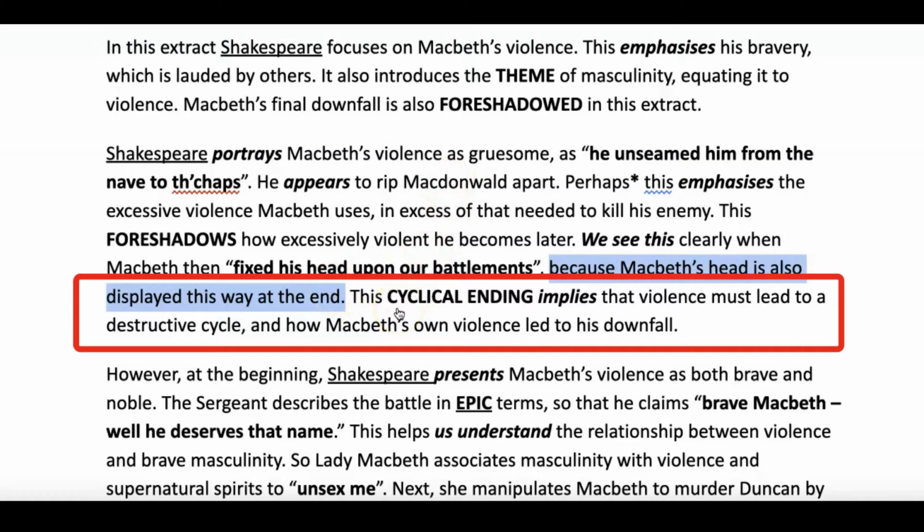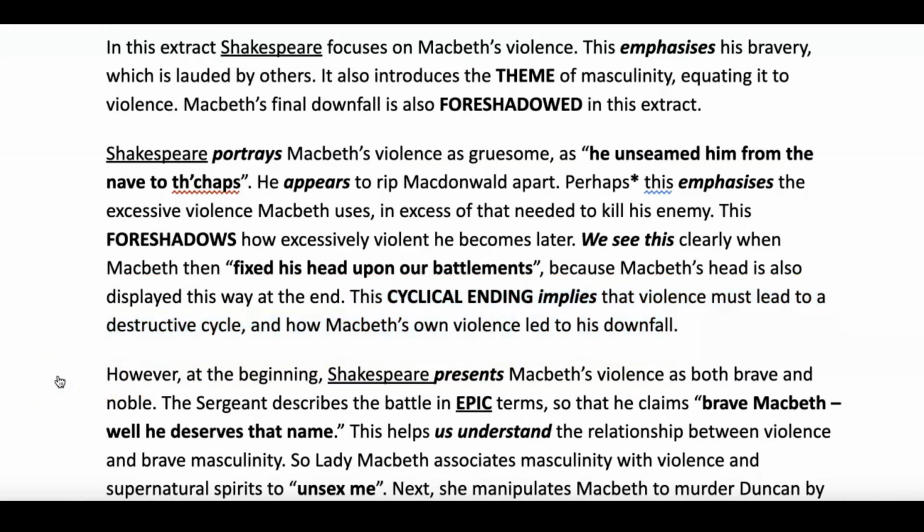This cyclical ending implies that violence must lead to a destructive cycle, and how Macbeth's own violence led to his downfall. So that is one of Shakespeare's big ideas that he wants to use to explain to the audience how dangerous it is to turn their violence against their own king. We have these named methods already of theme, foreshadows, and cyclical ending.